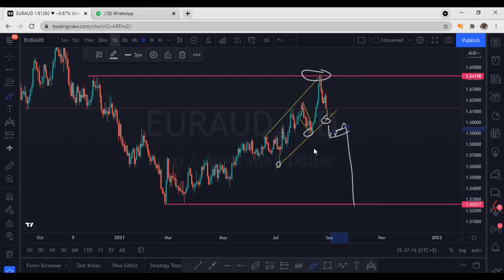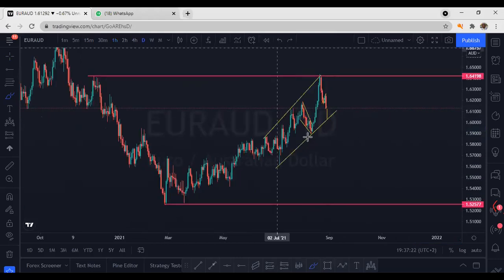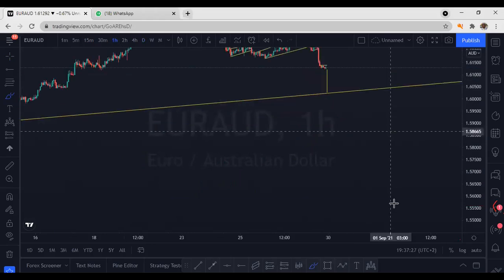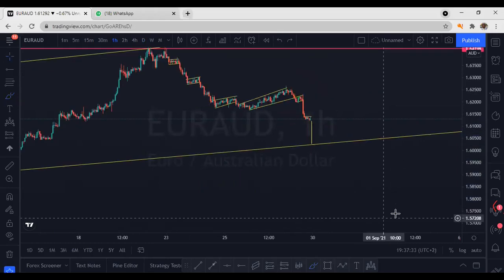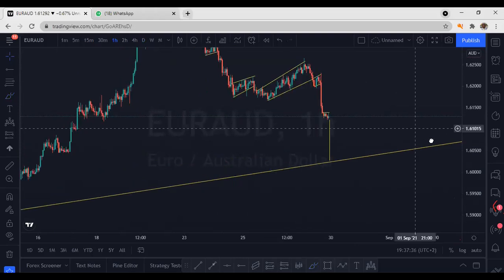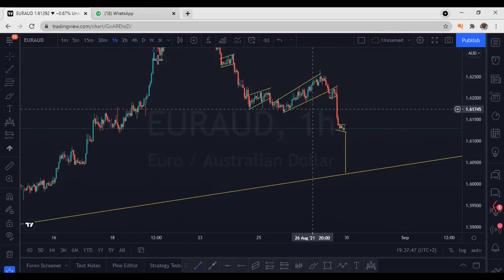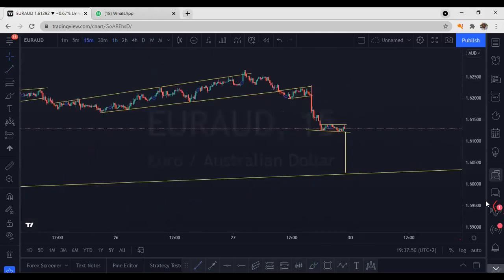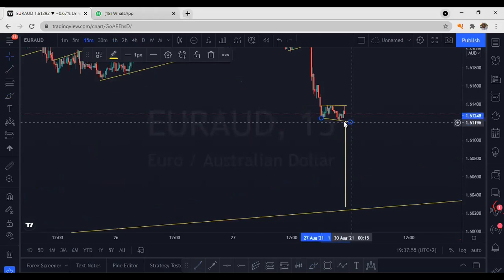Same thing if you go to 1 hour, you're still going to see the same structure. On 1 hour, you can see that now it's forming the small correction here. This is the correction. The small correction here, go on 15-minute time frame. Remember, we are trading impulse and correction.